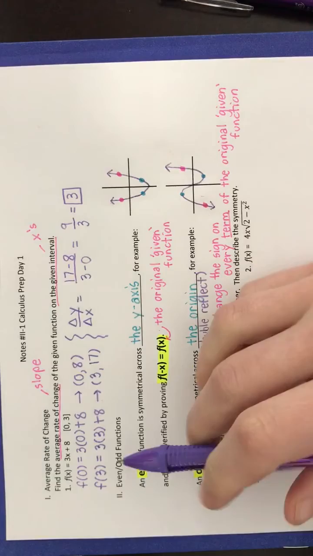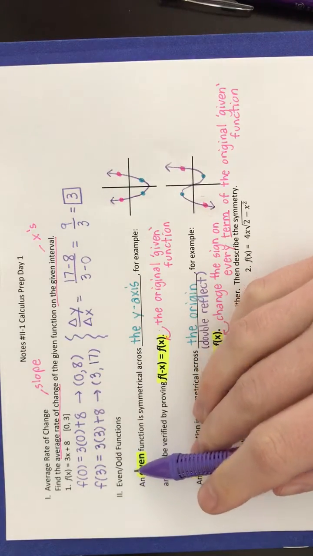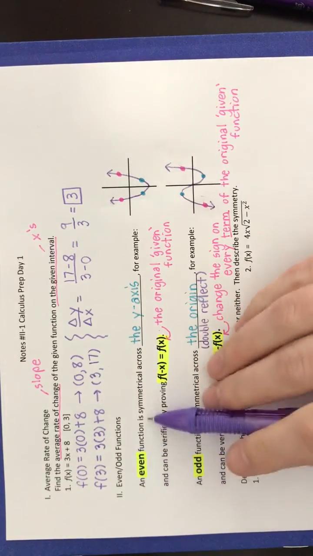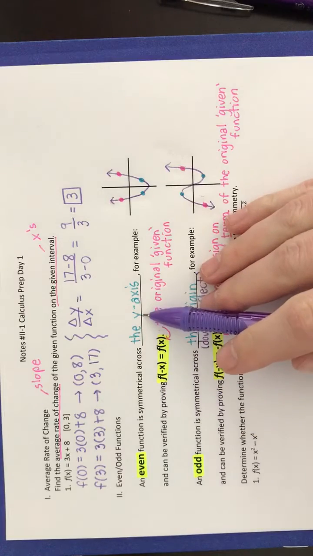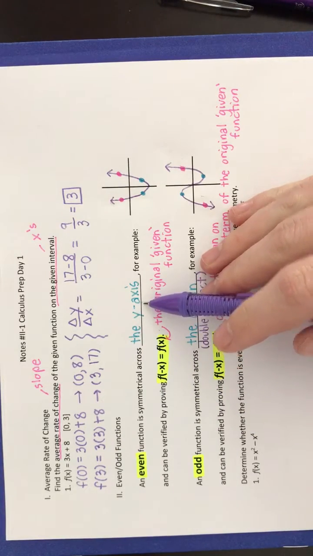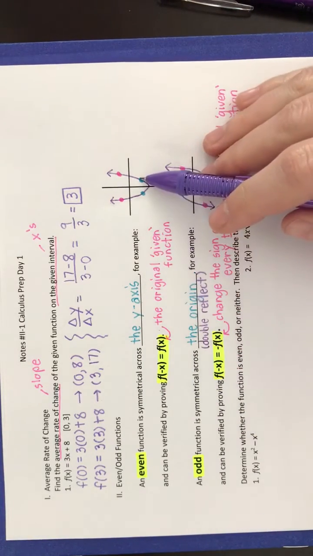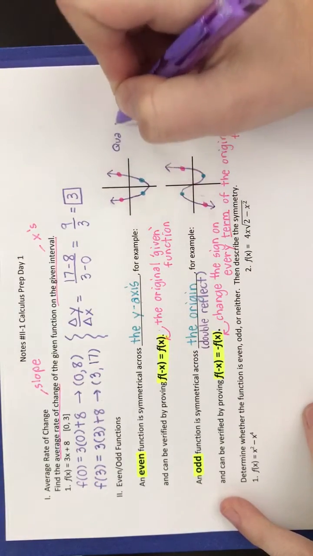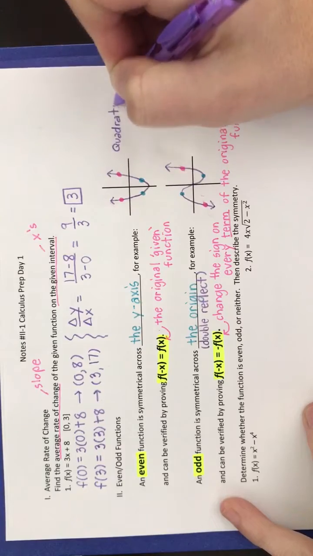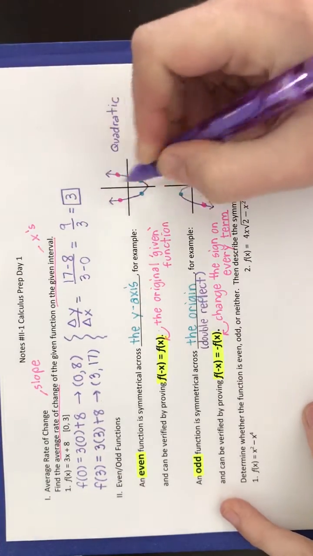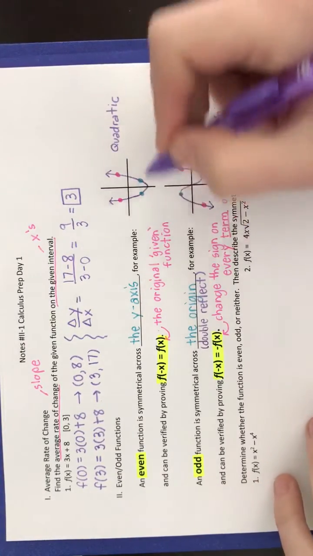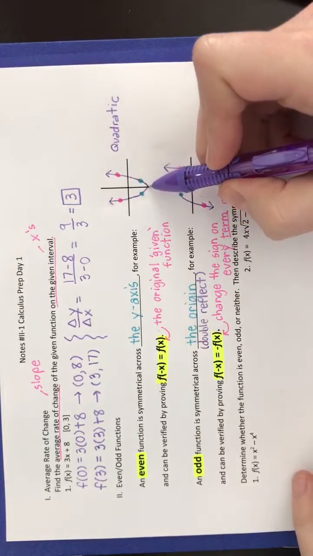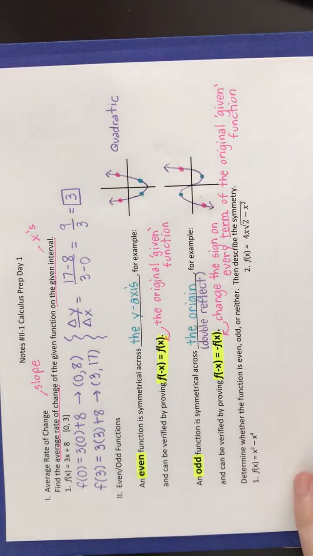All right, Roman numeral 2, even and odd functions. So an even function is symmetrical across the y-axis. For example, look at this quadratic graph. Because it has only been shifted down and not left or right, this graph is still symmetrical across the y-axis.